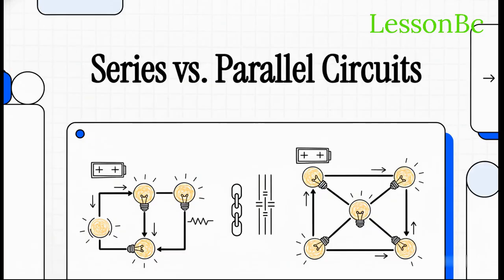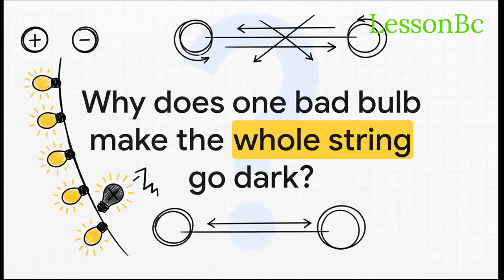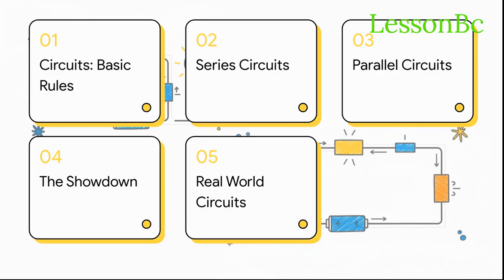Today, we are going to dive into series circuits and parallel circuits and really get a handle on resistance. So let's kick things off with a classic mystery. You've probably seen this happen, right? You pull out an old string of holiday lights, one bulb is burnt out, and boom, the entire string is dead. Why does that happen? Well, this explainer is going to solve that puzzle for you, and trust me, the answer is way simpler than you might think. So here's our game plan.